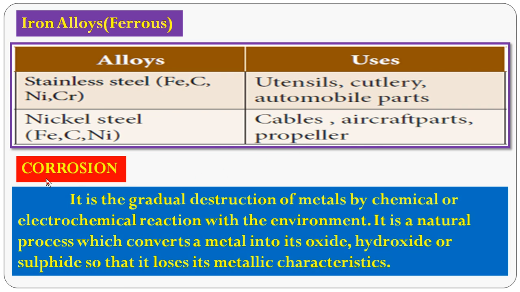Then the next topic, that is corrosion. Corrosion is the gradual destruction. Gradual means slow destruction of a metal by chemical or electrochemical reaction with the environment. It is a natural process, which converts a metal into its oxides, hydroxides and also sulfides. Oxide means ferrous oxide, ferric oxide or ferrous hydroxide, then ferrous sulfide, so that it loses its metallic characteristics.